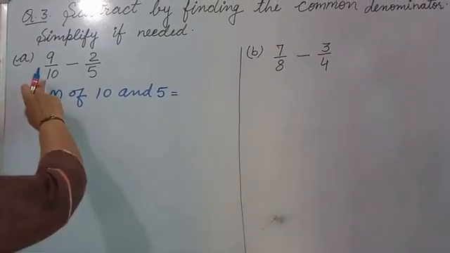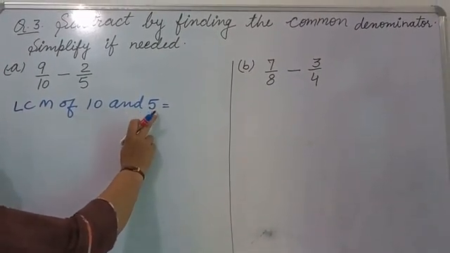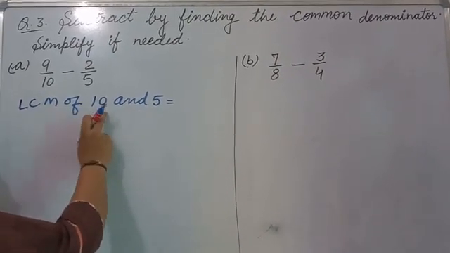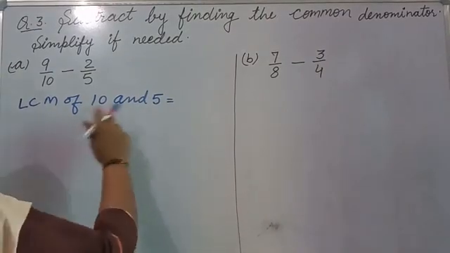Okay. So 10 and 5. 5 is a prime number. So we should recite the 5 table. 5 ones are 5, 5 twos are 10. So we are getting 10 in the 5 table. That means 10 is our LCM.